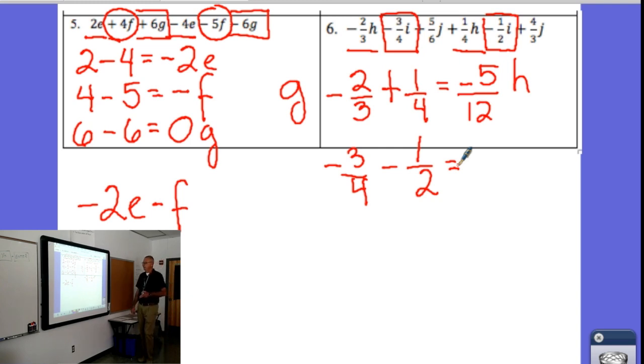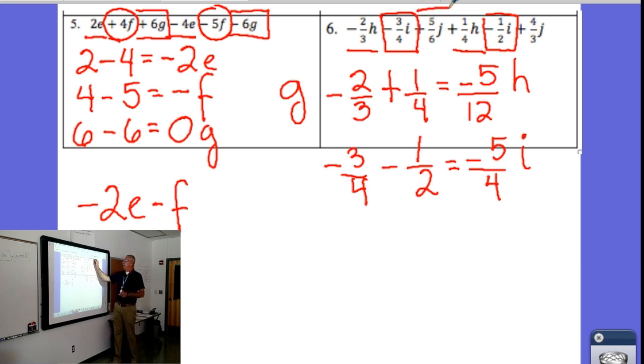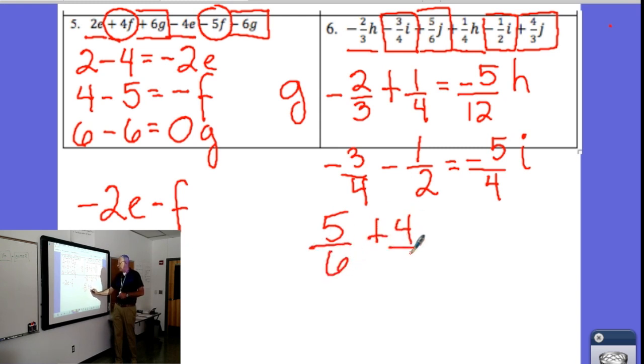Negative what? 5 over 4 what? i. And the last one. Positive 5 over 6j plus 4 over 3j. 5 over 6 plus 4 over 3.